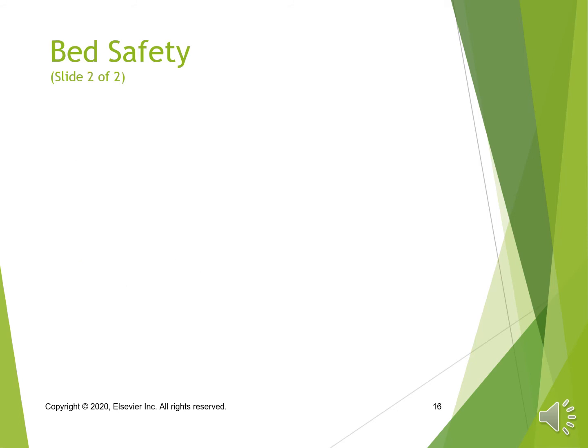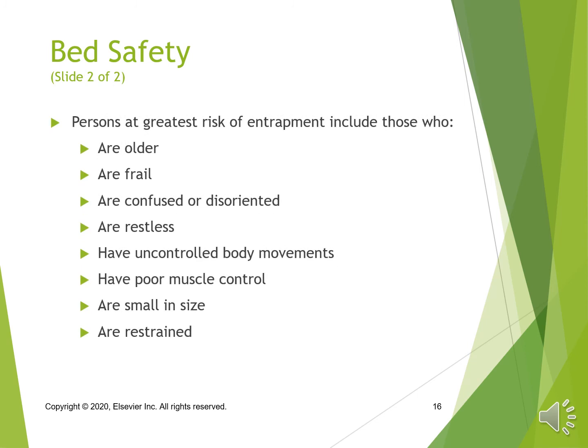So you have to be diligent to make sure the person is positioned in the bed correctly, and make sure they don't have any parts in between the rails when you leave the room. So just be diligent to look out for different things like that. Bed safety. Persons at greatest risk of entrapment include those who are older, are frail, are confused or disoriented, are restless, have uncontrolled body movements, have poor muscle control, are small in size, are restrained.